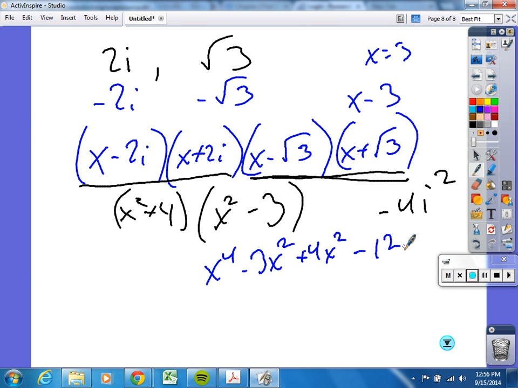Everybody see what I got? I just multiplied those two, right? So therefore my fourth degree polynomial, there it is. And I wrote that because of conjugate pairs, right? We're doing good still.